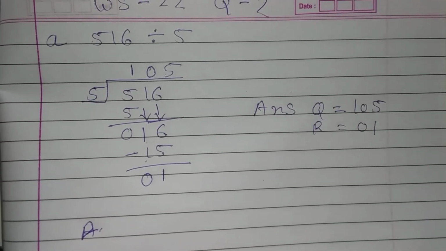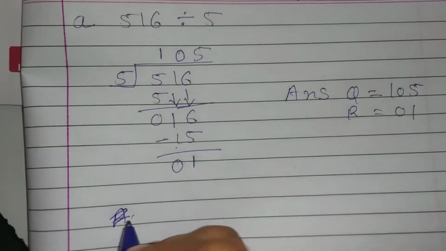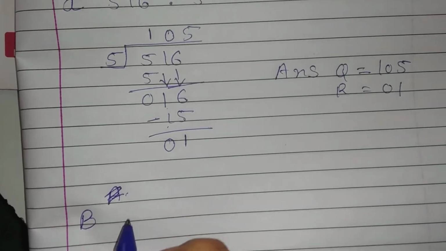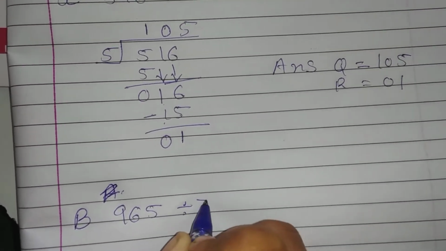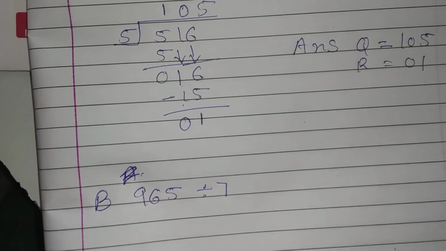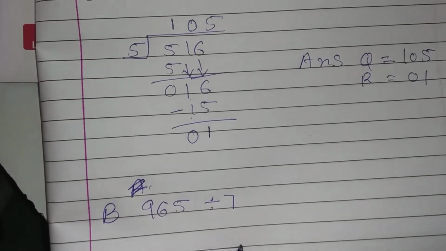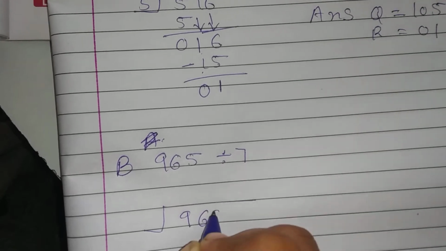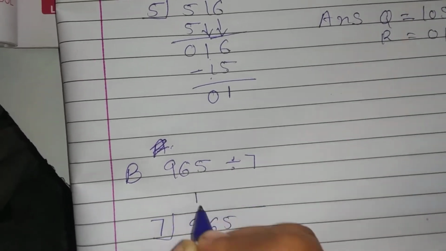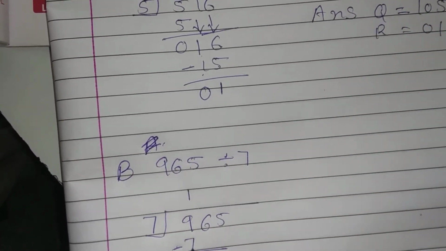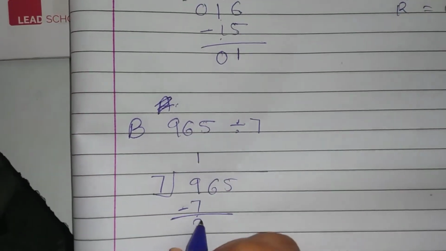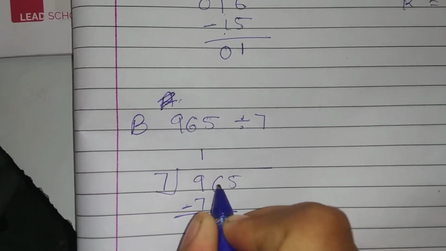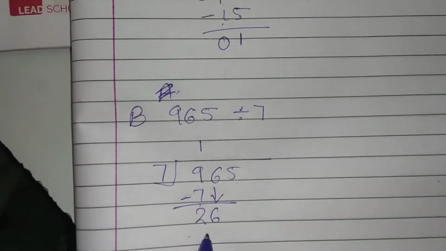Okay students, I hope your work is complete. Now we'll start next sum, B1 sum. 965 divided by 7. 7 ones are 7. 9 minus 7, 2. We have to write here 2. Bringing down 6. Next number is 26.